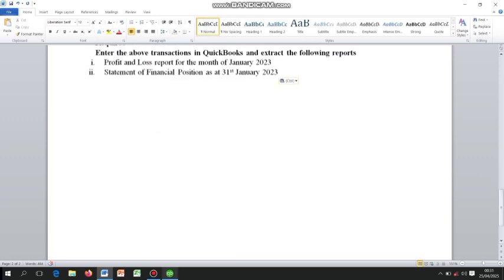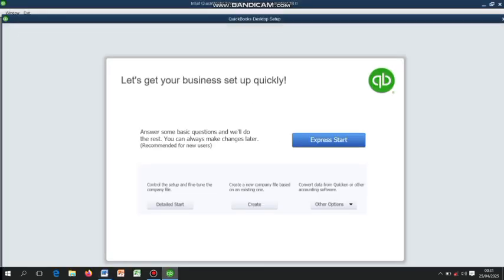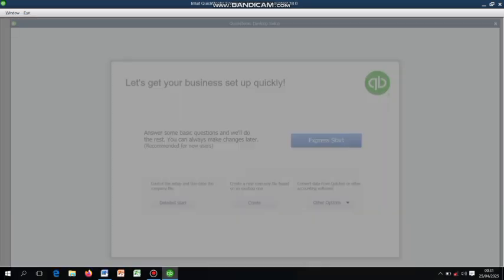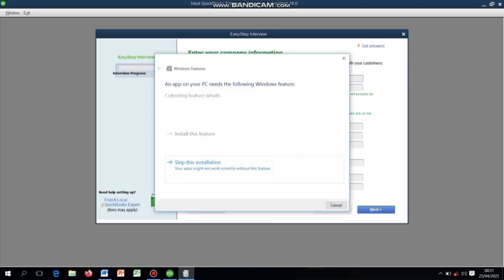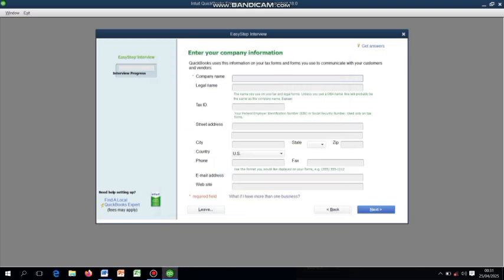So I'm going to open my QuickBooks. I'm going to go to the detailed start. I'm not going to express that because it will limit the features I need in my company. So I'll use the detailed start, and I'm going to start with... and cancel. Sorry for this.